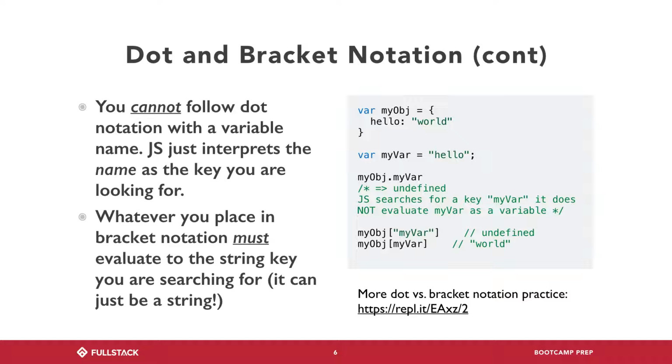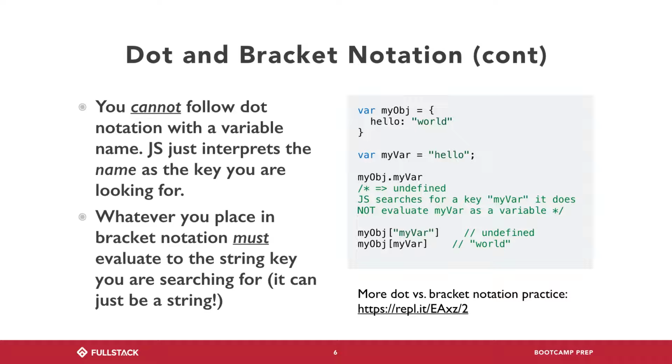Okay. So more red warning signs for dot and bracket notation. Dot notation, right, does not support variables. Whatever you put after the dot has to be the literal key name. If it's not, it will probably return undefined, saying, hey, you're looking for a key that doesn't exist in this object.